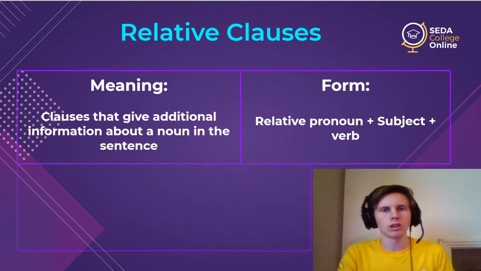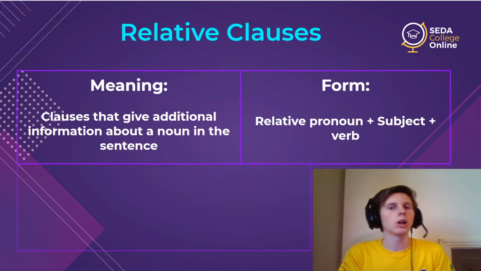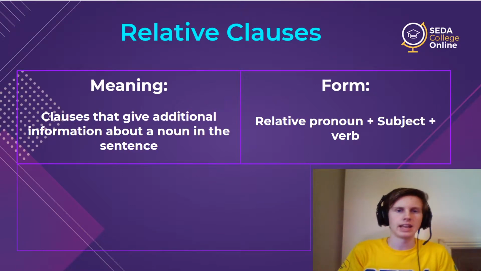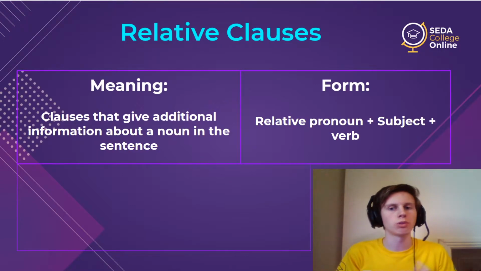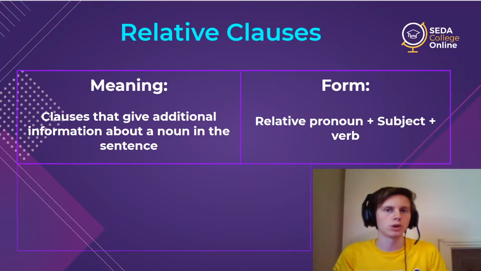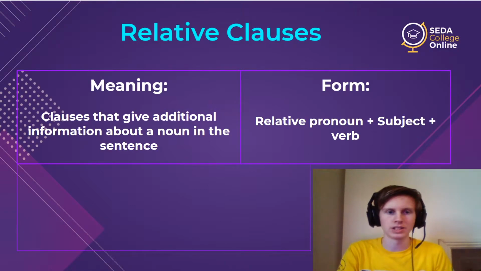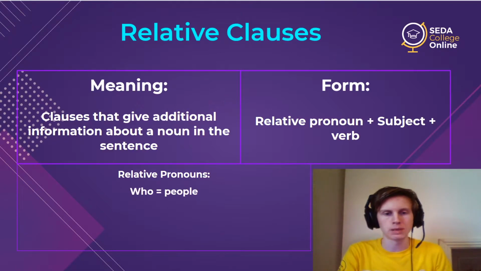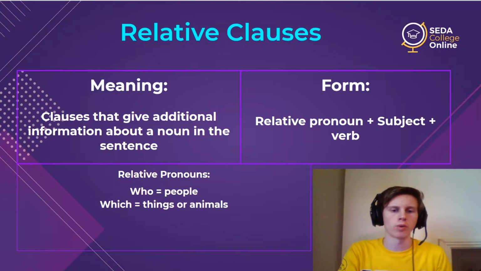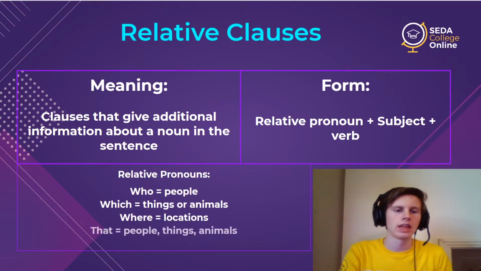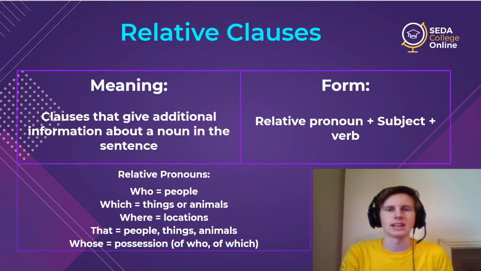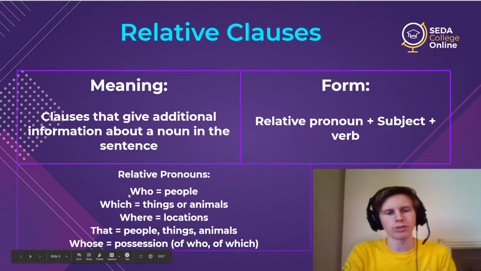So remember that clauses are small sentences. So you'll always have a subject and a verb. And at the beginning for a relative clause will always be a specific relative pronoun. There are 5 different relative pronouns. There's who for people, which for things or animals, where for locations, that for people, things, or animals, and whose for possession. You can think of whose like of who or of which. So, of course, you might immediately see we have who, which, and where.